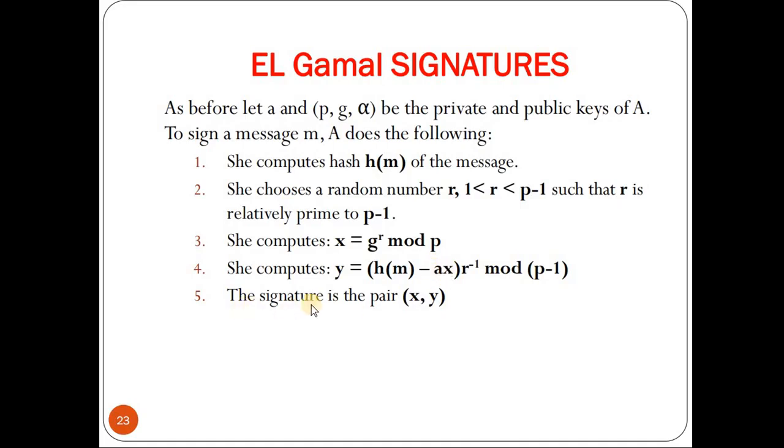Now the signature is nothing but the pair x comma y. So taking the values from the third step and fourth step comprises the signature. So where is the private key used? It is used in the fourth step. So this is how we generate a signature.